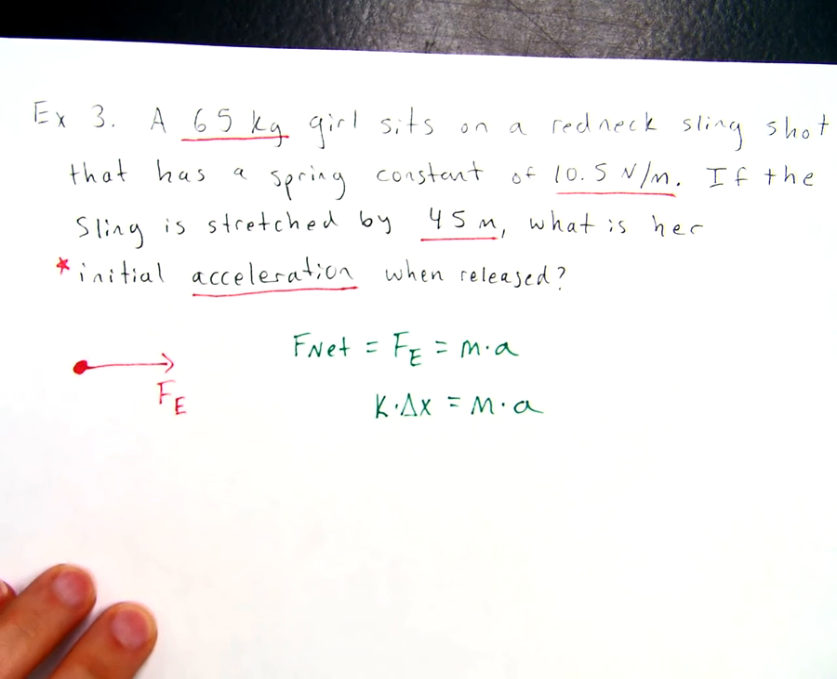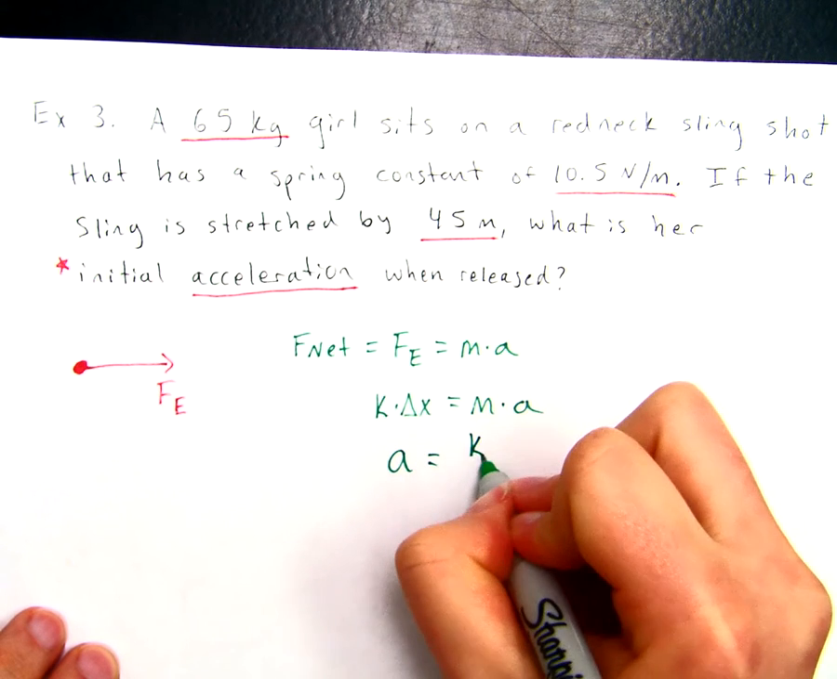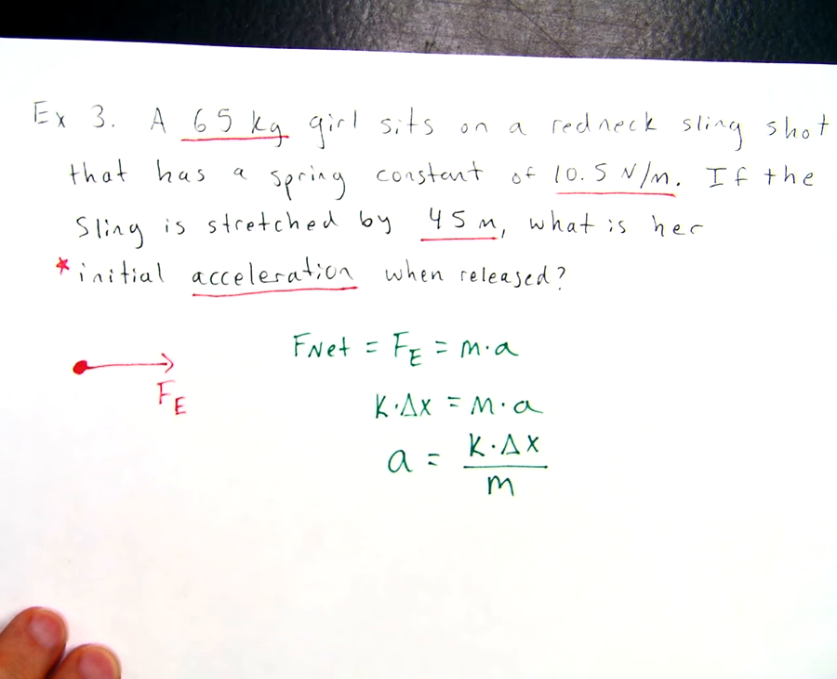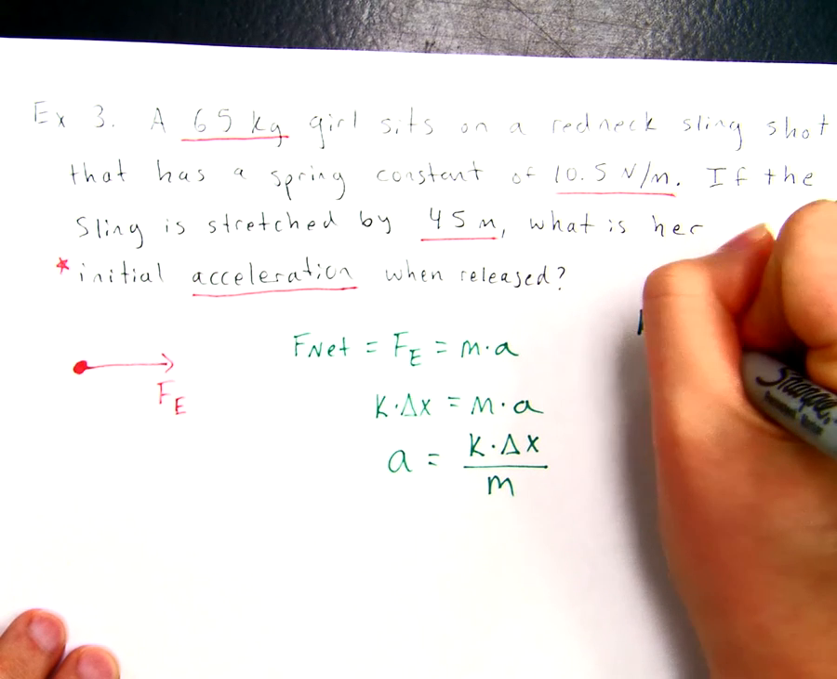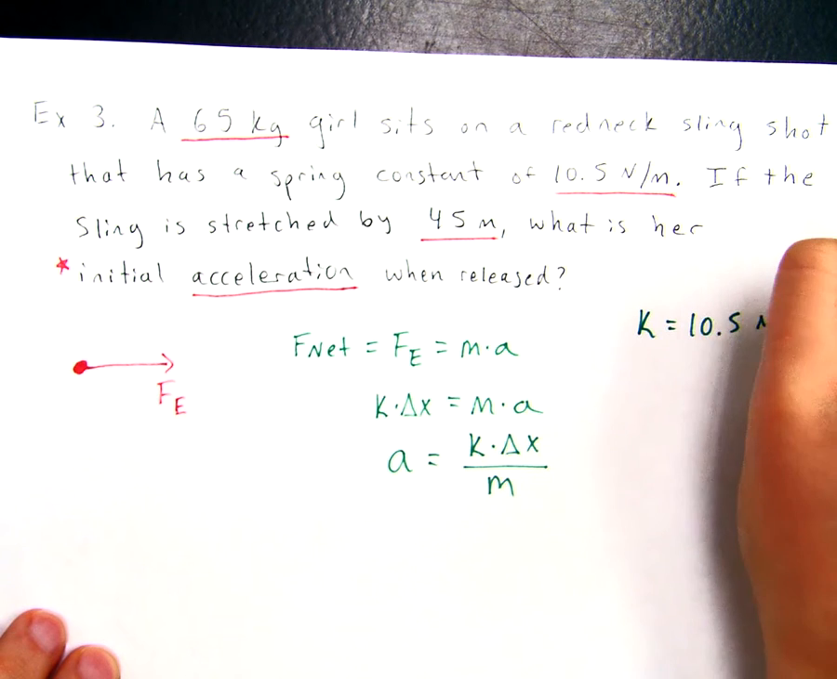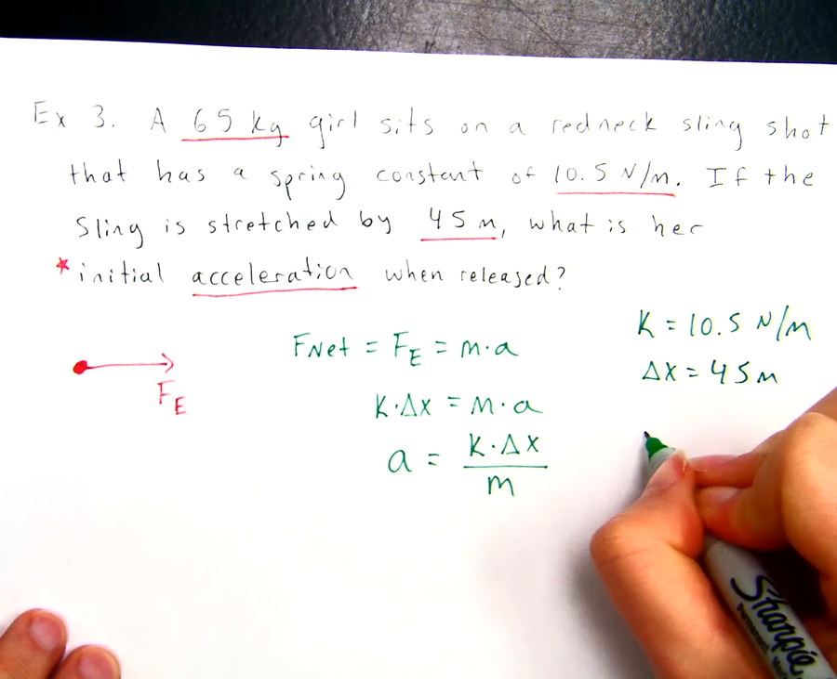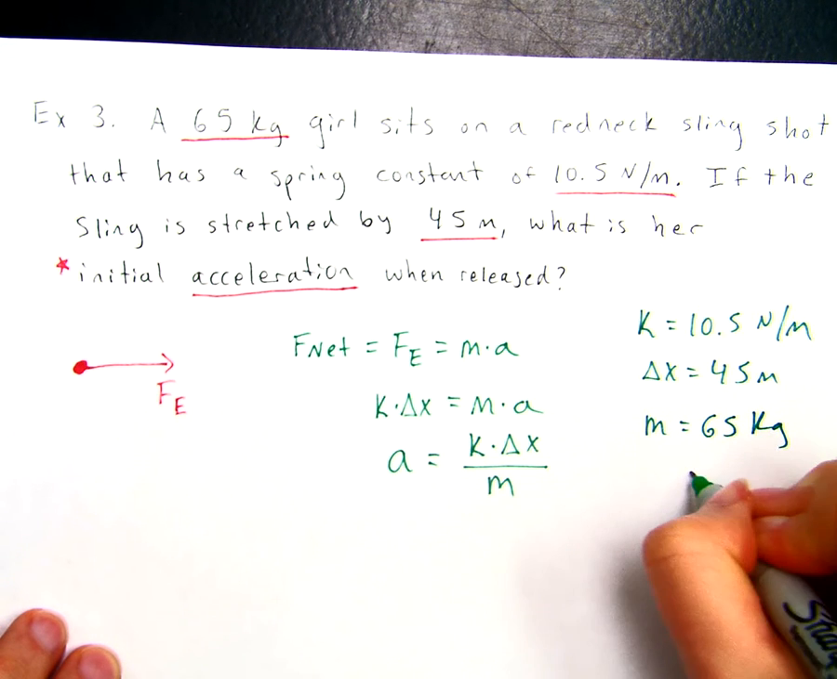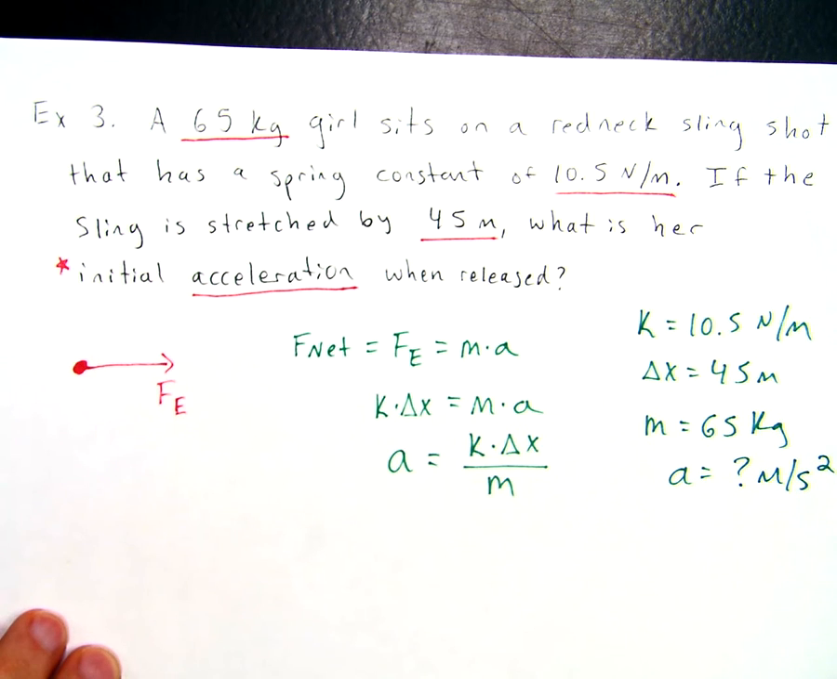Solving for acceleration, we're just going to divide both sides by m. So we're going to have K times delta X over m. So there's our formula, but now we need all of our numbers. From the problem, we know that K is 10.5 newtons per meter. We know that delta X was 45 meters. And we knew that the mass was 65 kilograms. And our units for acceleration haven't changed. We know that we'll end up with meters per second squared.